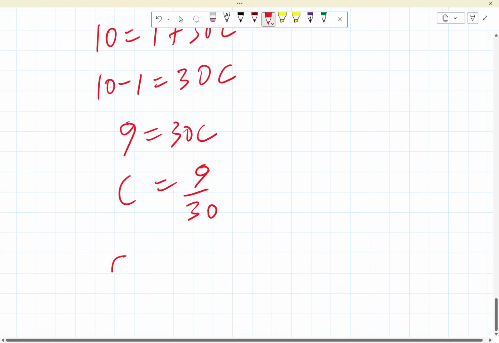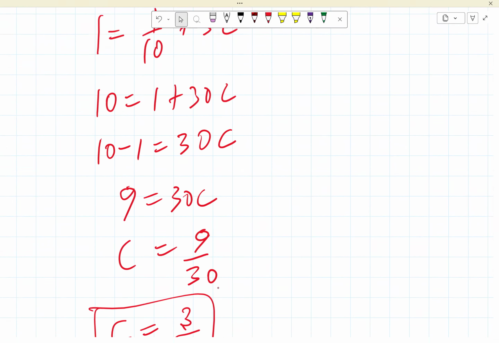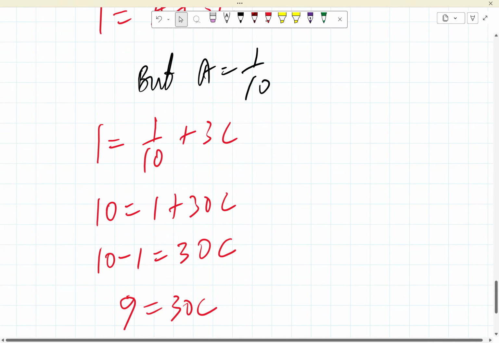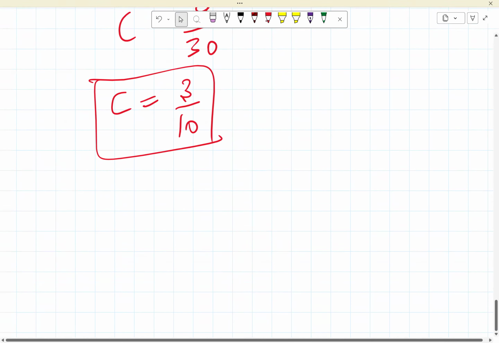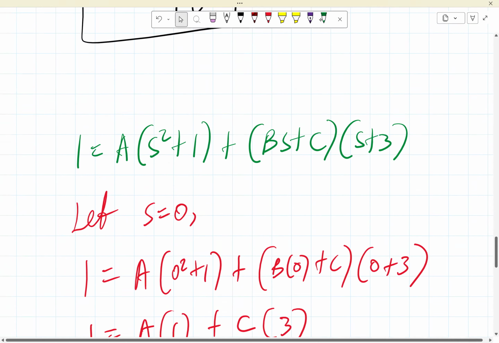So if you divide through, 3 goes in 9, 3 times, 3 goes in 30, 10 times. So c is 3 over 10. So we have that. So now we have a to be 1 over 10. c is also 3 over 10. Now we need to get b, right?